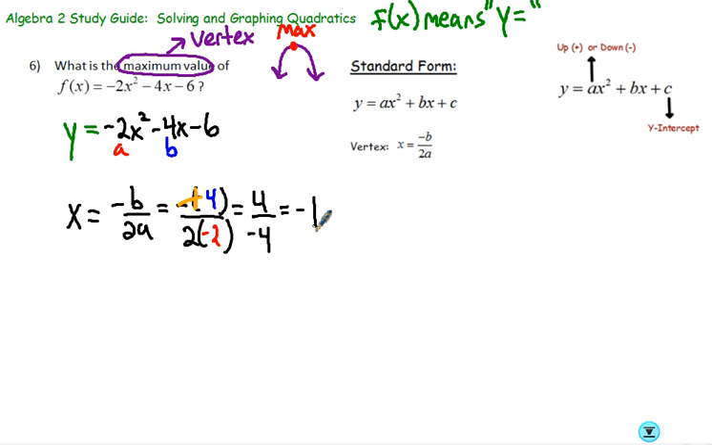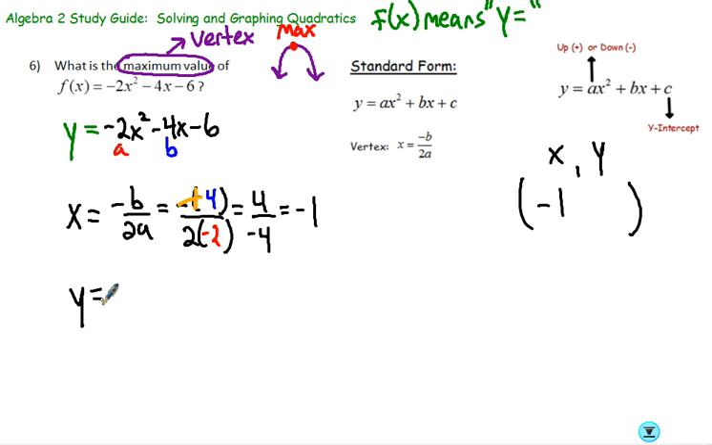So that's my vertex, because again the vertex is just x comma y. And by the way, I'm not graphing here. They just want to know, what is this point right there? Well, we know that the x is -1. Now we just need to figure out what's the y. Well, hey, there's y right there. So all we got to do is just plug it in.